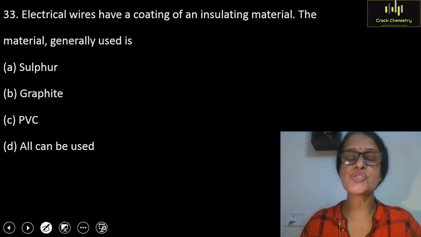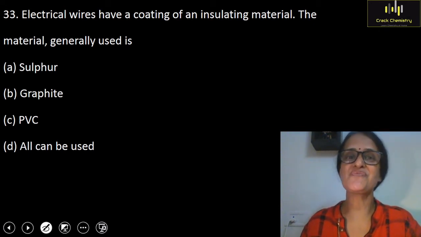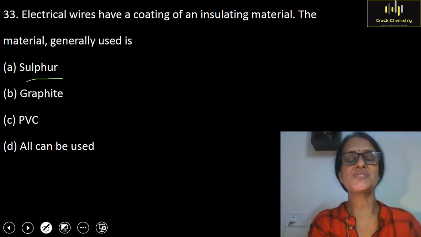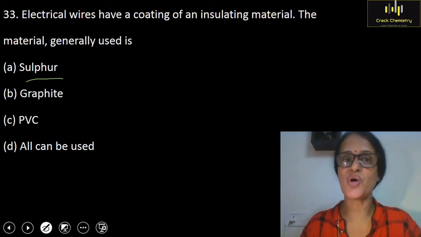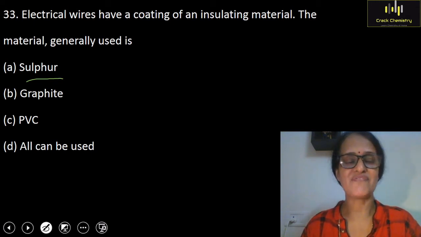The material which is used for insulating electrical wire must be a non-conductor. So if we look at the given options, first given option is sulfur. So we know that sulfur is a non-metal, it is a non-conductor of electricity, but it cannot be used as a coating material because it's powdery in nature. So because of the powdery form of sulfur, it cannot be coated on the electrical wires.